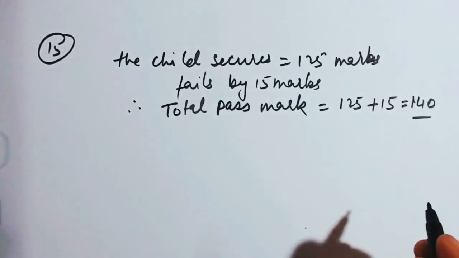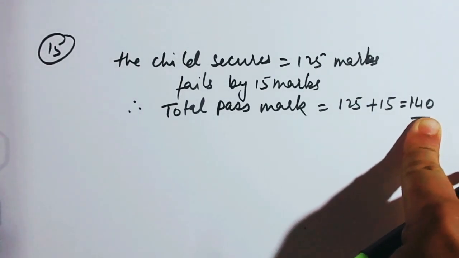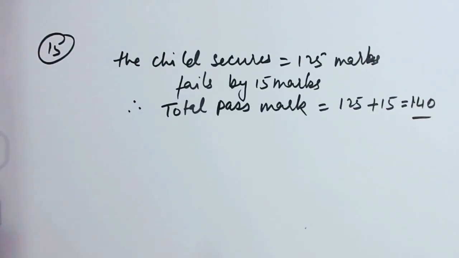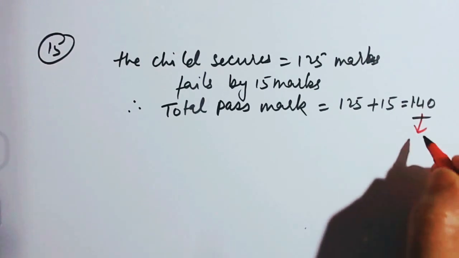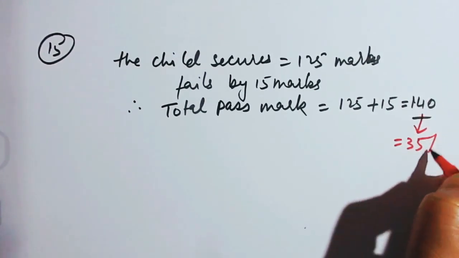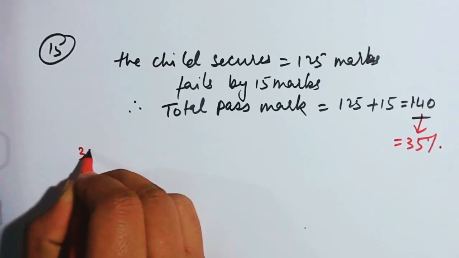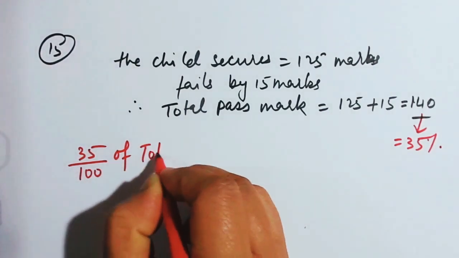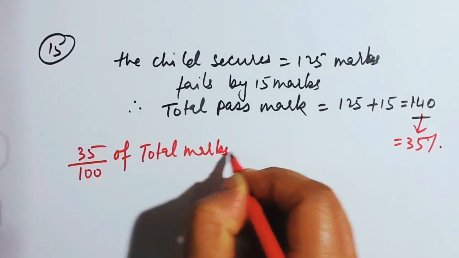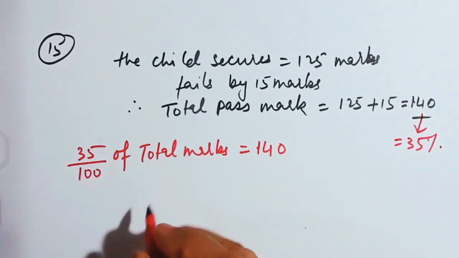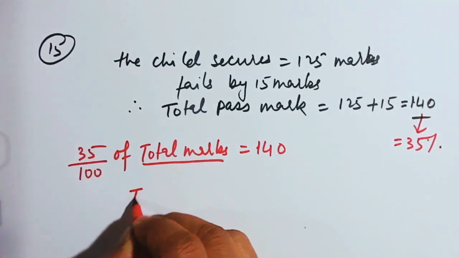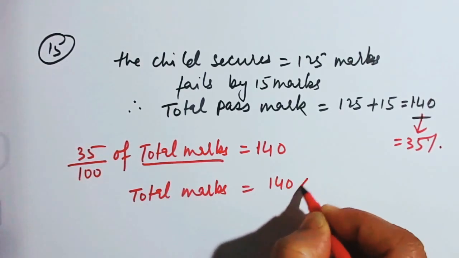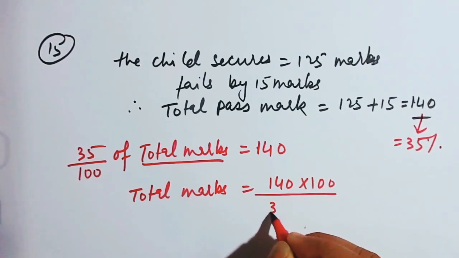So this means that if he could have scored 140 more marks, he could have passed. If the pass percentage was 35%, and they have given you that this is equal to 35%, this means 35% of total marks is equal to 140. So of course you can find out the total marks, and your total marks is equal to 140 times 100 by 35.